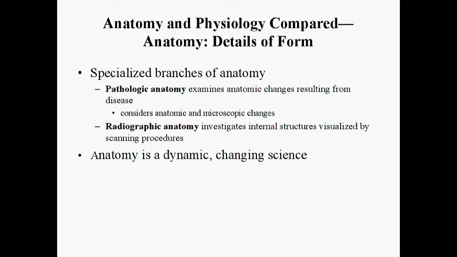We have a couple specialized branches, one being pathologic anatomy, patho meaning disease. That is examining how disease affects anatomical changes. And you can also have radiographic anatomy. That is where we are using scanning procedures to visualize internal structures, such as X-ray or CAT scanning or even MRI.